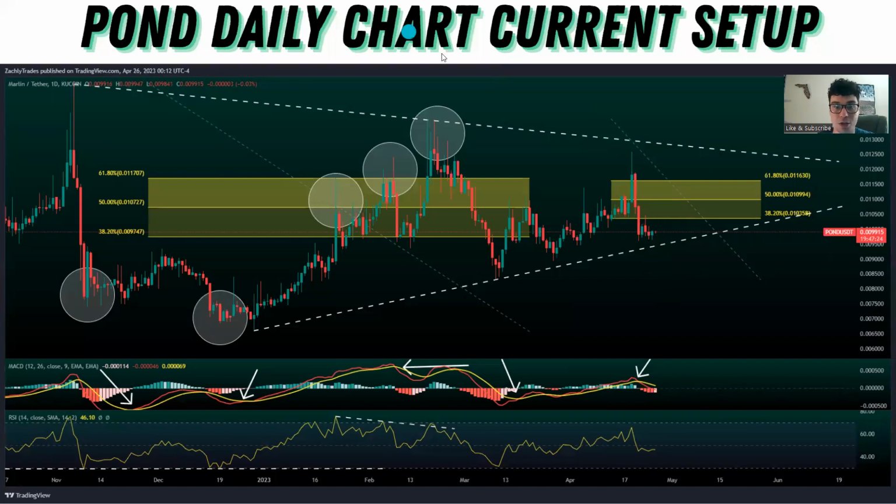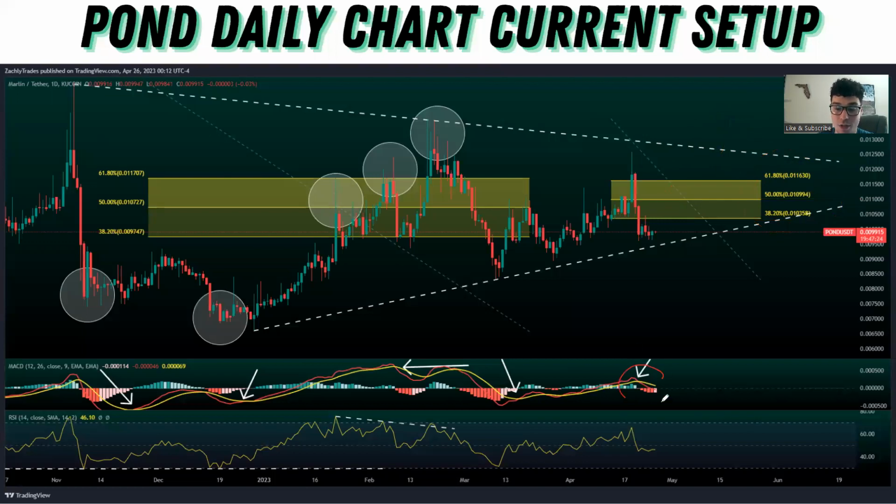We can go bullish, okay, but we're going to need to break above the 61.8, which is 0.011630, and flip that to support from resistance. If we can do that, we have the potential to get an upside breakout. Above that level, 0.01099 and 0.0103 are going to be some other major resistance levels to the upside. All right. So, that's really the main levels that I'm looking at currently on Pond.